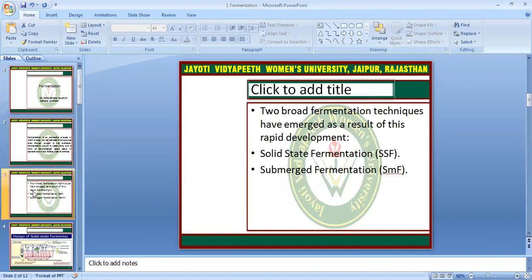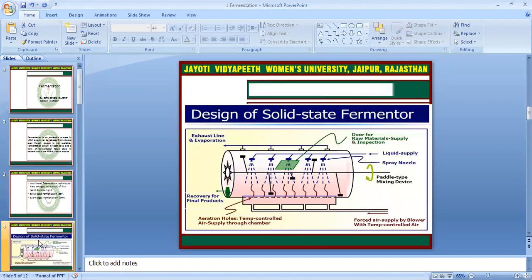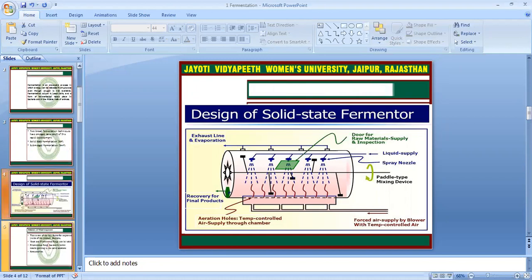There are two types of fermentation techniques. One is solid state fermentation and the second one is submerged fermentation. This is the solid state fermenter. This is a diagram of a solid phase fermenter. How is liquid supplied to this fermenter? How does mixing work in a paddle type mixing fermenter? This is the design of a solid phase fermenter.